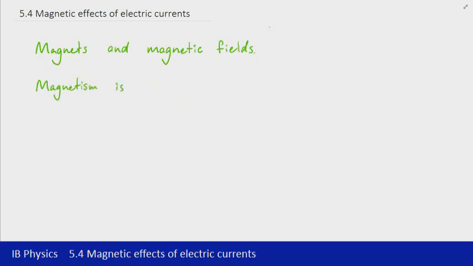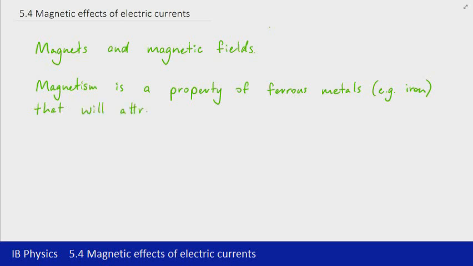And it's simply a property of ferrous metals, and the most common ferrous metal would be iron, but there are some others that will produce magnetic effects as well. And so, like I say, iron's the most common, but you might hear of neodymium magnets as well. The property that we're talking about here is that they will attract other ferrous metals to them.